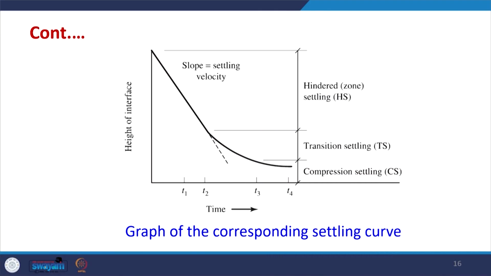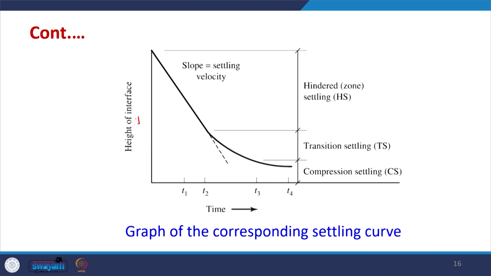So, all these zones, hindered settling, transition settling, compressive settling, all different types of zones are possible during the settling of a highly concentrated slurry. Now, for designing such systems we have to perform these types of tests.